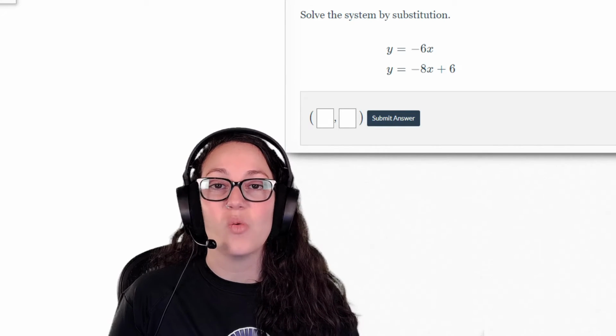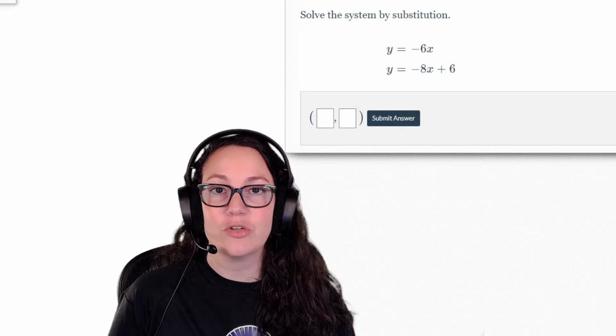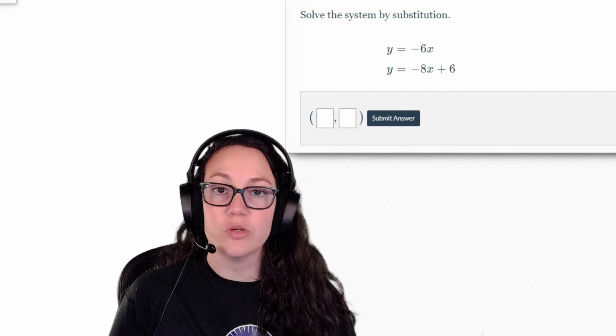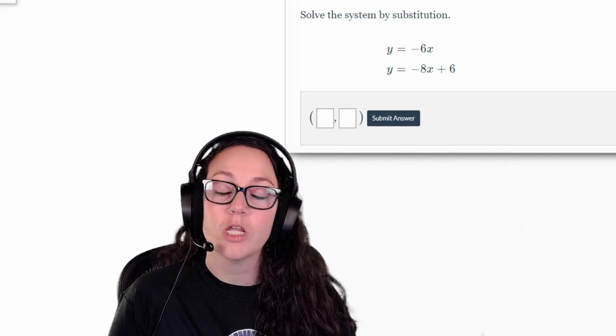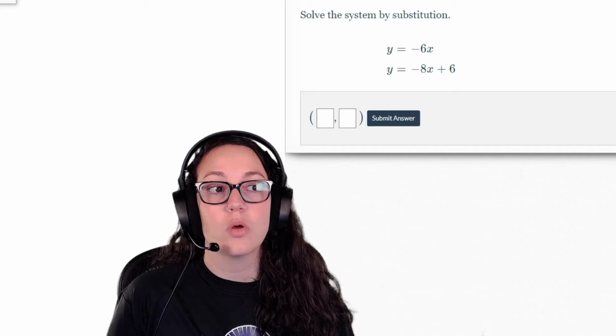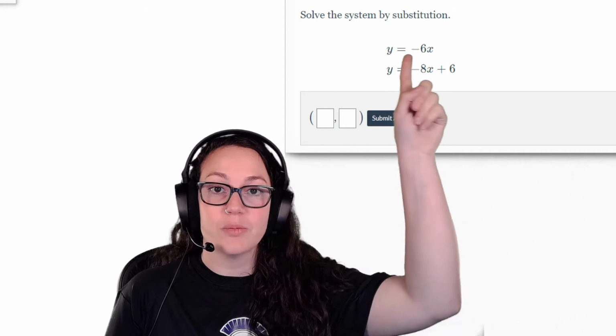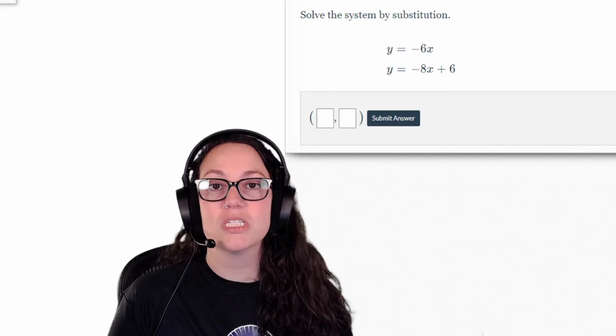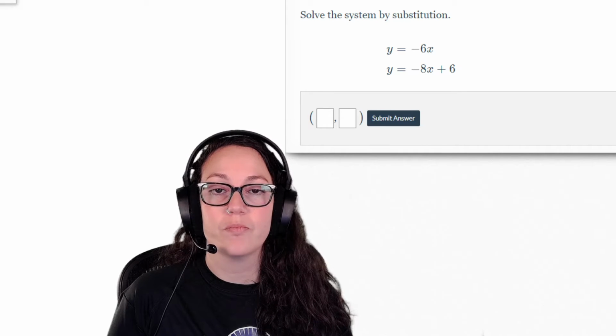All right, welcome to the review for standard for solving systems of equations using the equal values method and graphing. We're going to start with the equal values method. In Delta Math it's called substitution level 1, but we've learned it as the equal values method. It's just a special case of substitution.